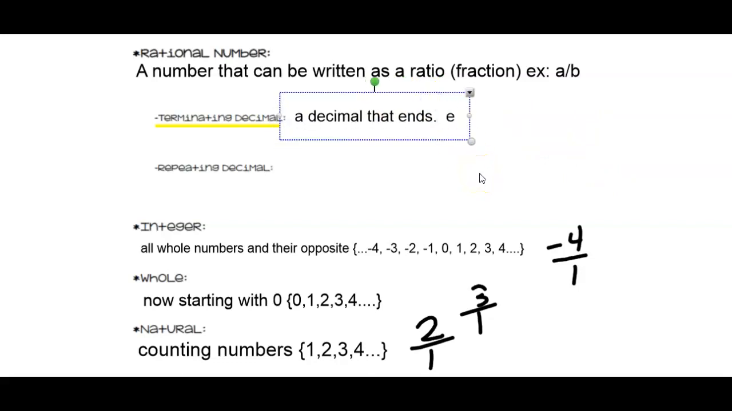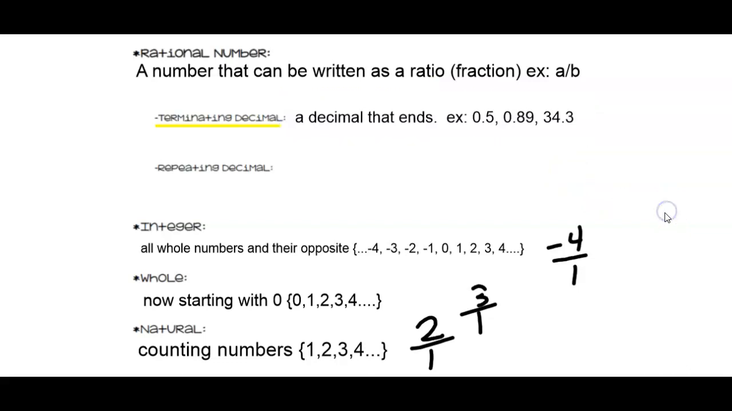So an example we could give is like 0.5. Or I could give 0.89. That also terminated or stopped. I can even have a whole number with it, like 34.3. So as long as that decimal, in this case the 5, the 8, 9, and the 3, as long as they are done, they are ending, that is what we call a terminating decimal.